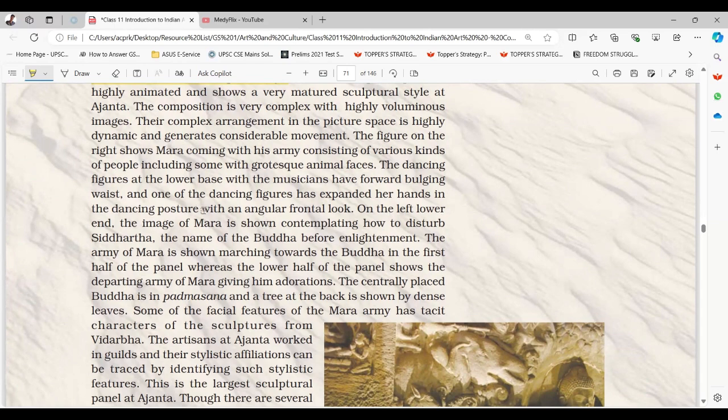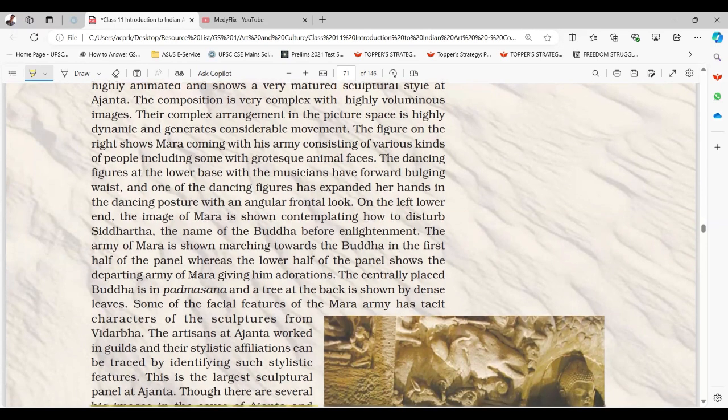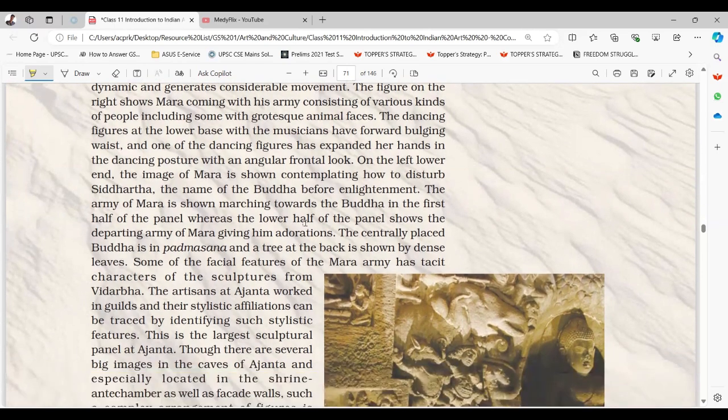On the left end, the image of Mara is shown contemplating how to disturb Siddhartha, the name of the Buddha before enlightenment. The army of Mara is shown marching towards the Buddha in the upper half of the panel, whereas the lower half of the panel shows the departing army of Mara giving him adorations.